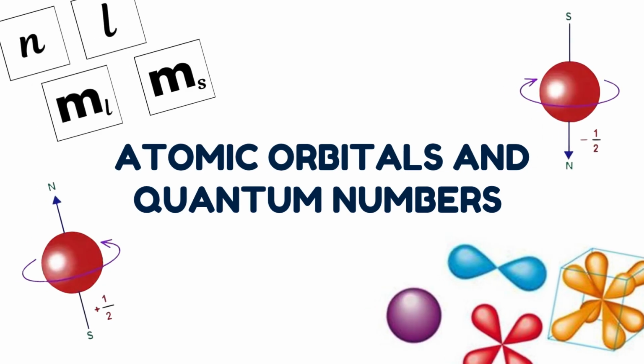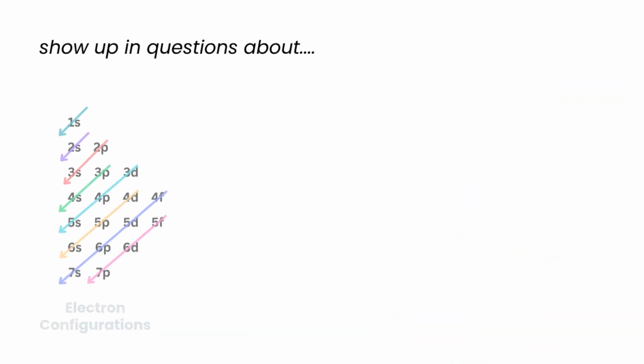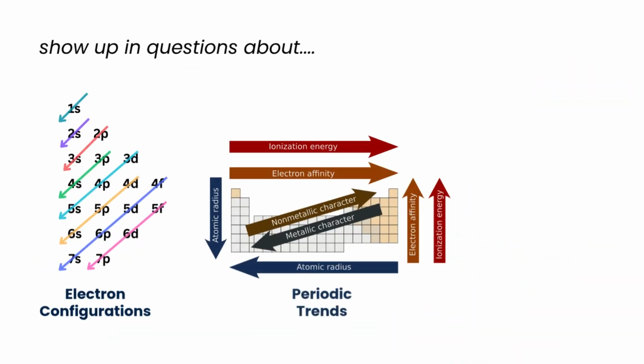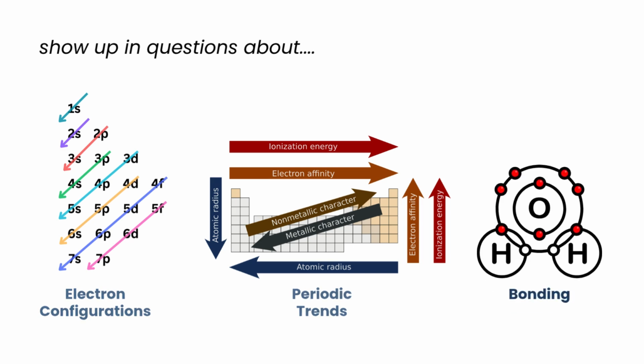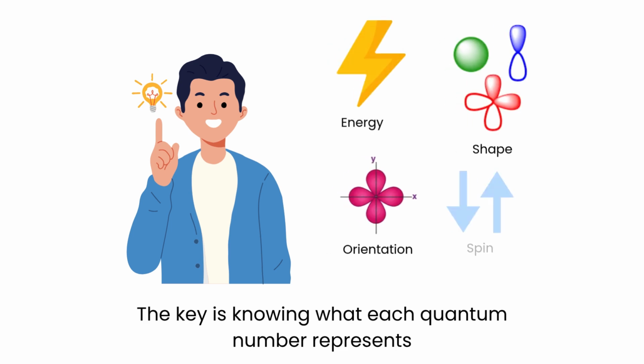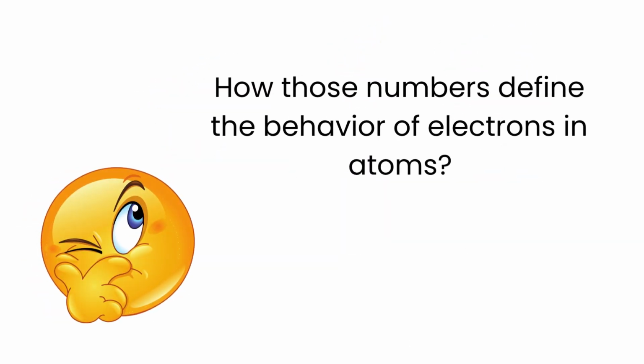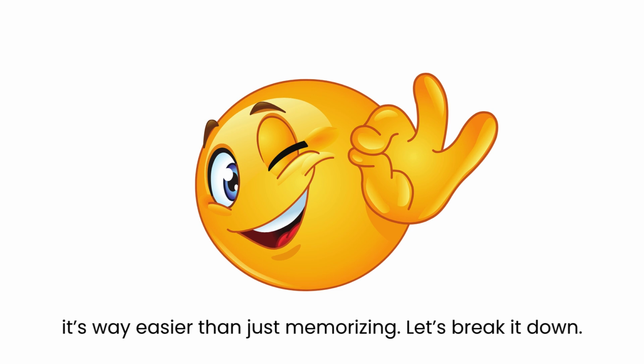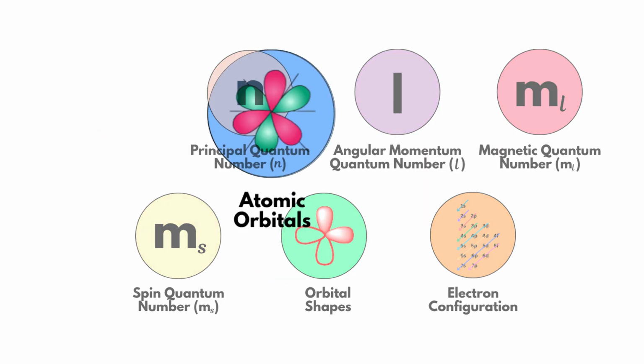Atomic orbitals and quantum numbers show up in questions about electron configurations, periodic trends, and bonding on the MCAT. The key is knowing what each quantum number represents: energy, shape, orientation, and spin, and how those numbers define the behavior of electrons and atoms. Once you see the logic, it's way easier than just memorizing. Let's break it down. Atomic orbitals.